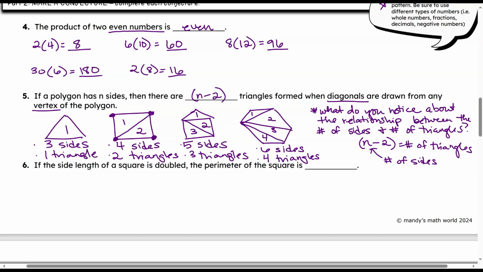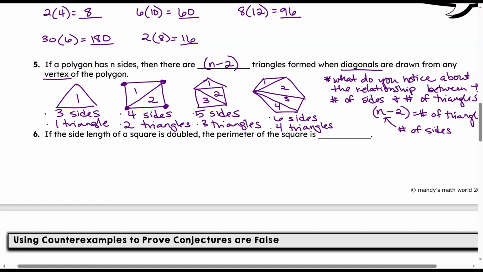Let's move on to number 6. If the side length of a square is doubled, the perimeter of the square is blank. So we're talking about the side length of a square. We're going to double it each time. The perimeter of the square, okay, that's the outsides added together, right? The distance around a figure. Well, what if I have a square that's 1 on each side, okay? 1 on each side, what's the perimeter?